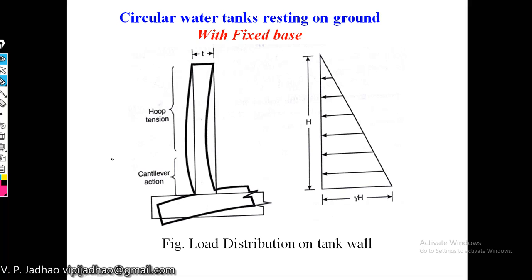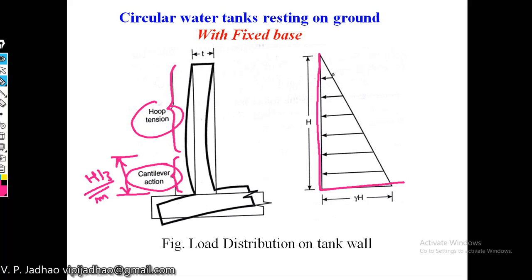Up to a height of h by 3 from the base, or 1 meter, whichever is more, the action which is more predominant is cantilever action. For the remaining portion, hoop tension will be more predominant, due to the action of this particular water pressure. These two types of forces will be developed. The first one is hoop tension, and the second one is the bending moment, which will be causing the cantilever action in your water tank wall.